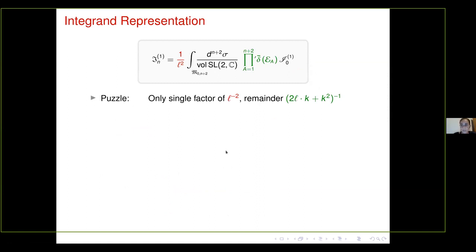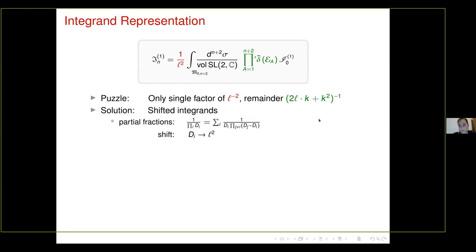So we've already alluded to this, but let me highlight the peculiar feature of this integrand representation. So we have the overall 1 over L squared, which came from the U scattering equation that sits out front from the residue theorem. And all the other poles, we said, can only come from the scattering equations. But the scattering equations are linear in L. So we have something that seems to carry the wrong dependence in L.